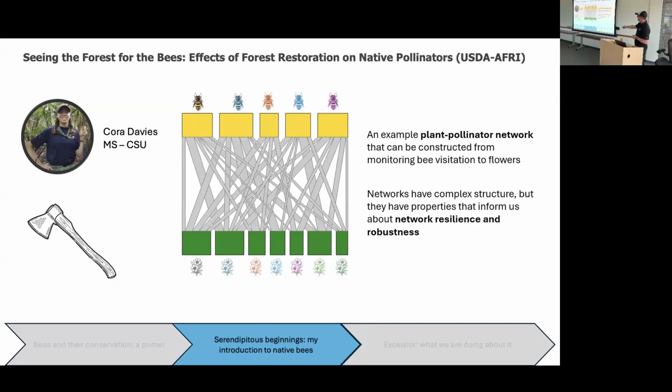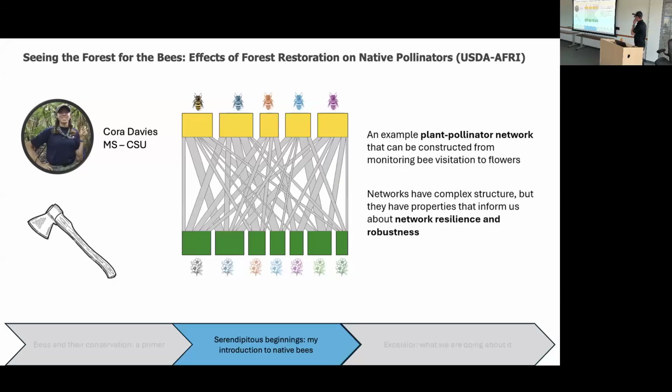We can have the lower trophic level represented by our different plant species, and the higher trophic level represented by the different bee species we captured. And what's cool about these networks is that they should have a fairly complex structure, but they have properties that allow us to make some inferences about the resilience and robustness of these ecological networks.